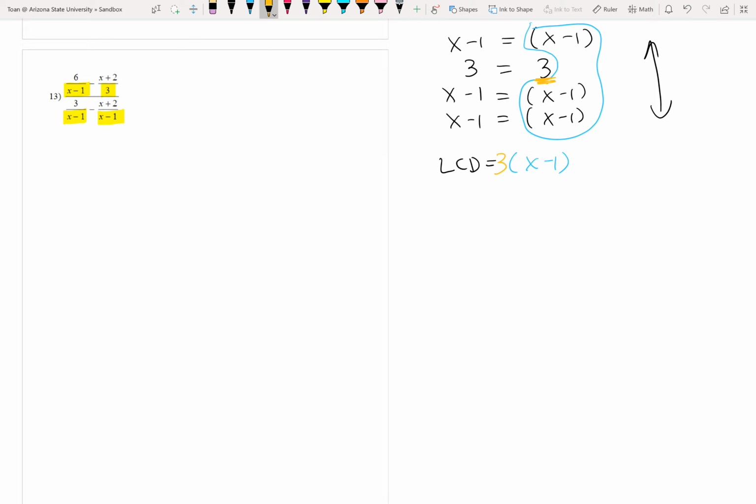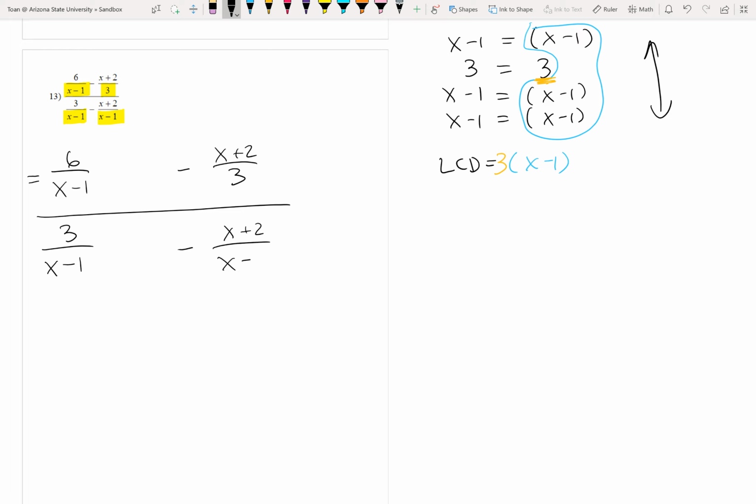There's our LCD. Next, just to give myself some space, I'm going to rewrite the problem, 6 over x minus 1, minus x plus 2 over 3, all over 3 over x minus 1, minus x plus 2 over x minus 1. That gives me room to multiply everything by the LCD, 3 times x minus 1, in each spot.